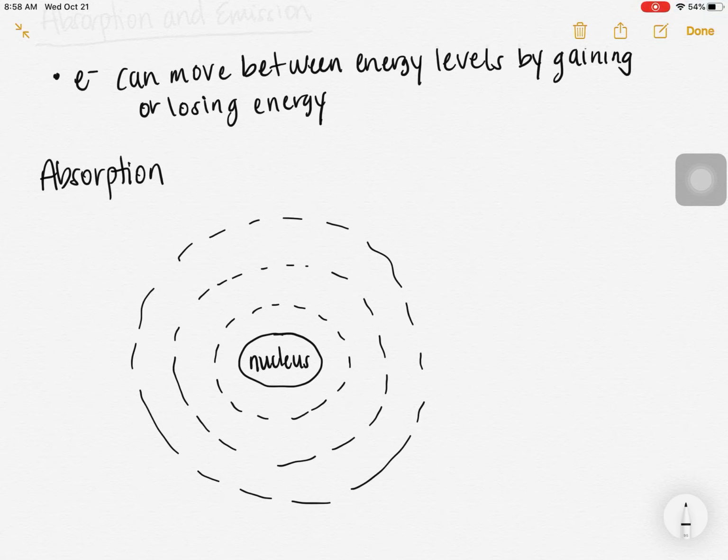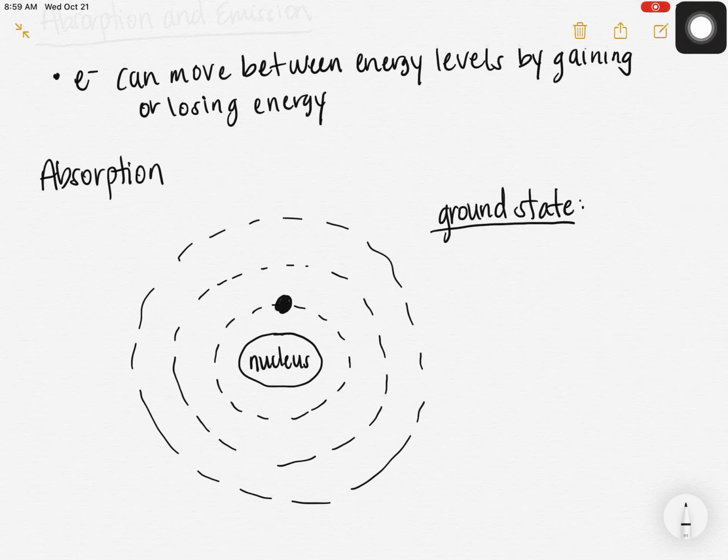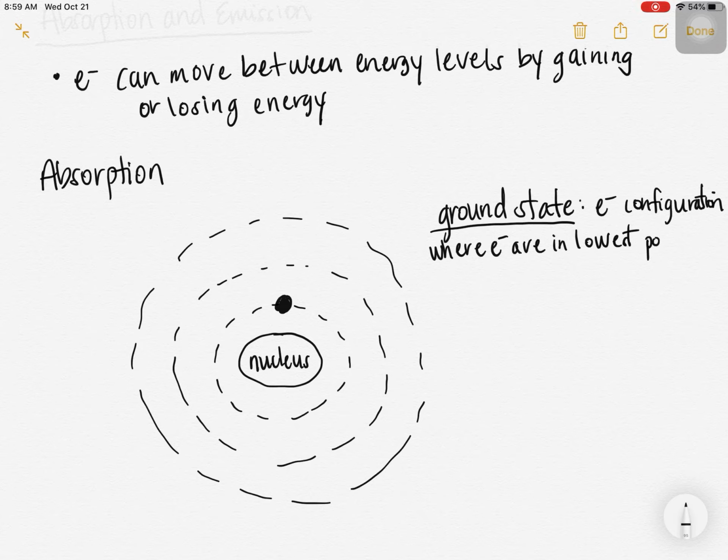Let's pretend that this is hydrogen, and hydrogen has one electron, and here is the one electron in the first energy level. Okay, so I'm going to introduce a new term for us, and that term is going to be the ground state. Okay, and the ground state is the electron configuration where the electrons are in the lowest possible energy levels, we'll say.